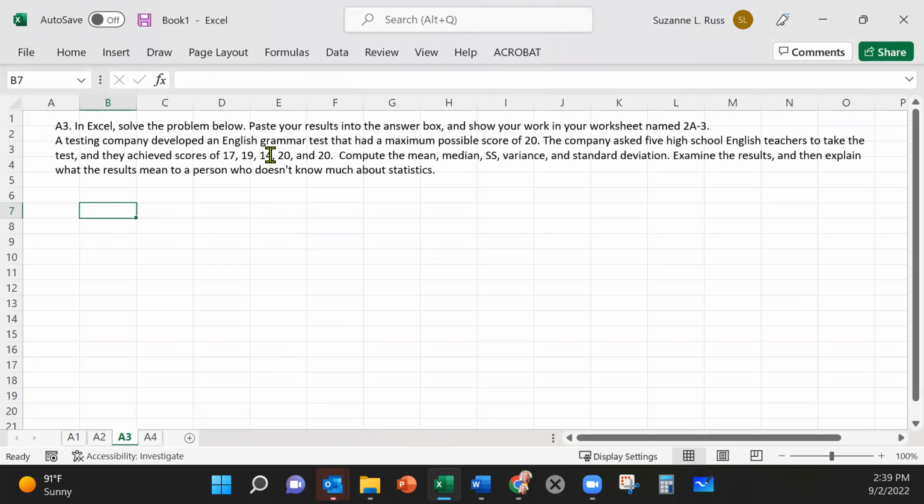The problem says this: a testing company developed an English grammar test that had a maximum possible score of 20. The company asked 5 high school English teachers to take the test, and they achieved scores of 17, 19, 14, 20, and 20. Compute the mean, median, sum of scores, variance, and standard deviation. Examine the results, and then explain what they mean to someone who doesn't know much about statistics.